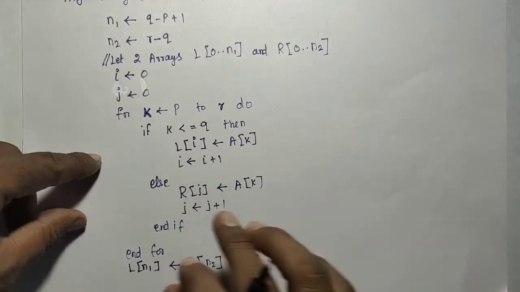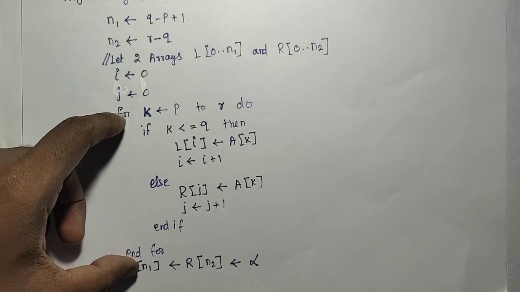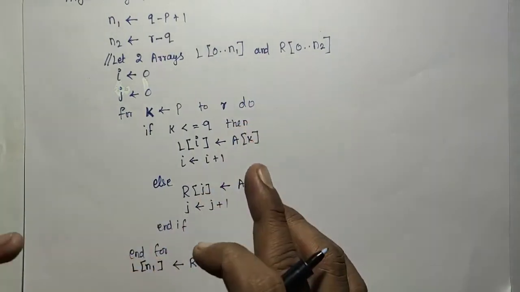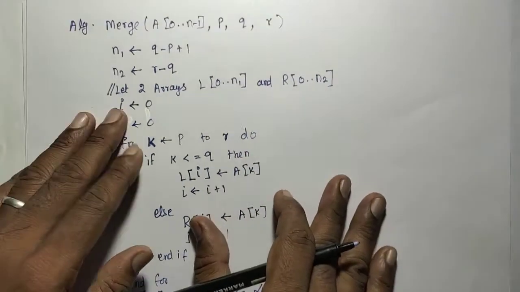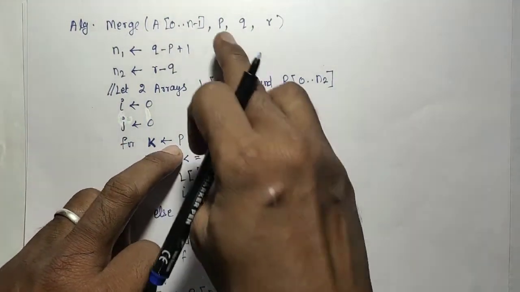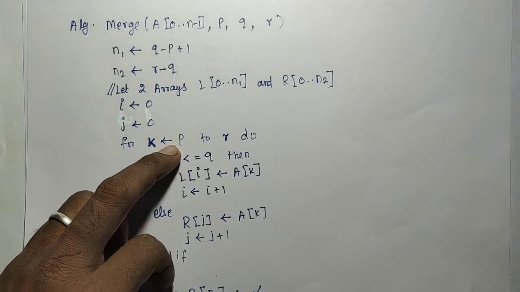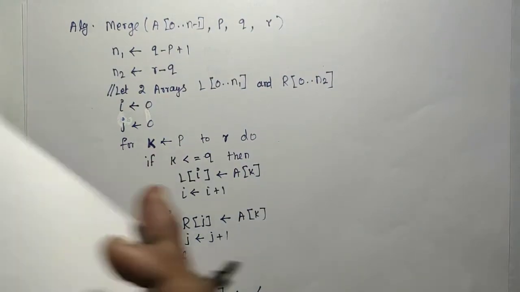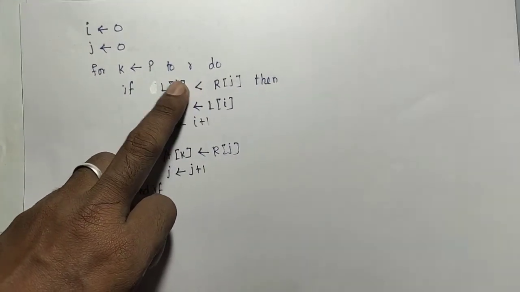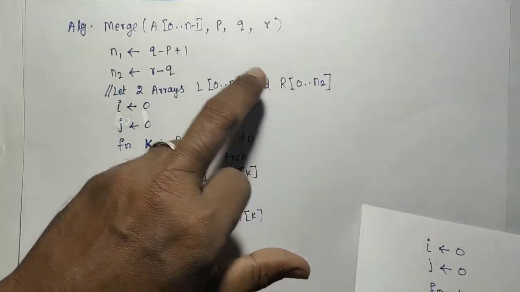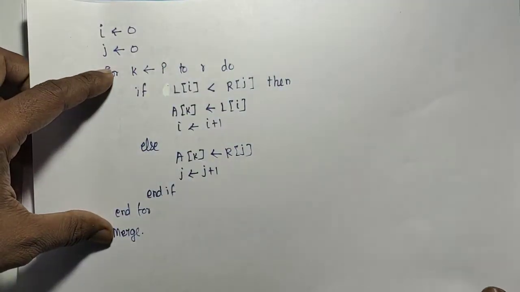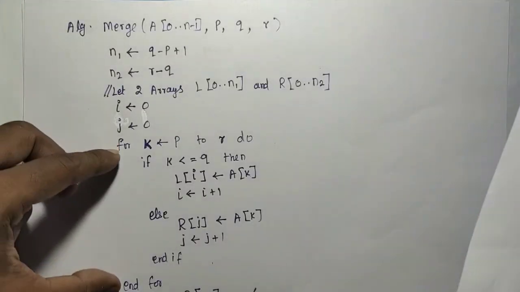Okay. In this mainly we are having two for loops. The first for loop will copy the content of array A to L and R. So that loop will be executed for P to R. In the second for loop, the same thing will happen. Same number of iterations will happen, P to R. But in this iteration, the content of L and R will be copied back to A. That's all.